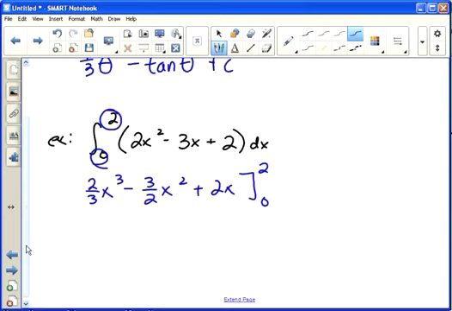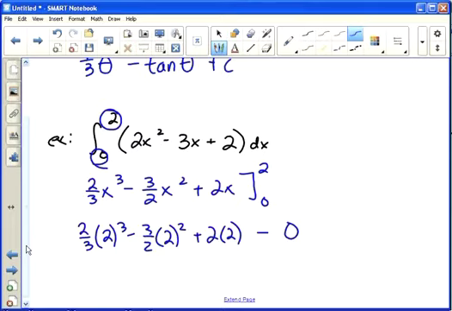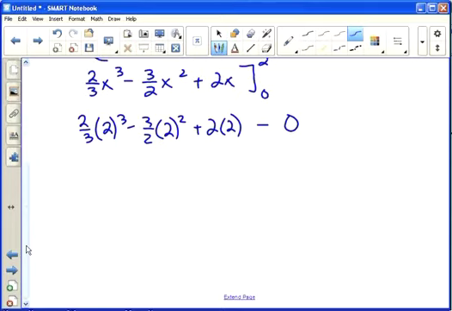So now that we've taken the antiderivative, we plug in the top number, which is 2, minus the bottom number, which is 0. Well, if you plug 0 into all of that, you just get 0. So we won't worry too much about that. Okay, then it's just a matter of plugging and chugging. 2 cubed is 8 times 2 is 16. 2 squared is 4, times 3 halves is 6, 2 times 2 is 4. So if you work all that out, you should get 10/3.